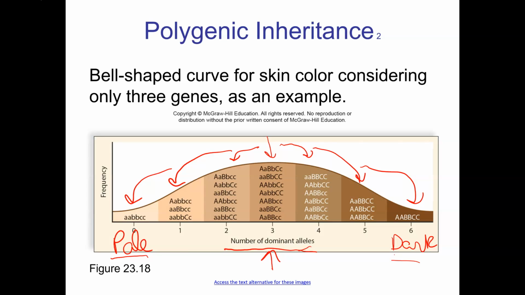And so skin color is one of the best examples of polygenic inheritance, and it shows that it doesn't matter the number of melanocytes, it matters the number of dominant alleles within the melanin producing genes that will determine your skin color.